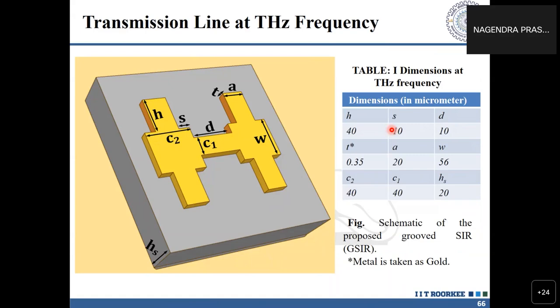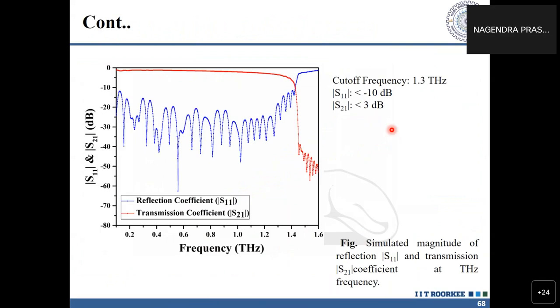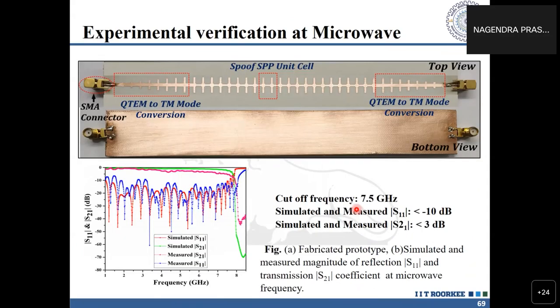Again, the unit cells are first analyzed, then the dispersion curve, and after that the matching was introduced. You can see, for the entire back-to-back transition, the scattering parameters, the magnitude of the reflection and transmission coefficients. Experimental verification was carried out at microwave frequency in the laboratory. This is the SMA connector, so you are launching a TEM wave. Here in microstrip, the quasi-TEM mode starts propagating, and then you are slowly converting it into the surface wave mode, the SSPP mode, and you can see that transition.